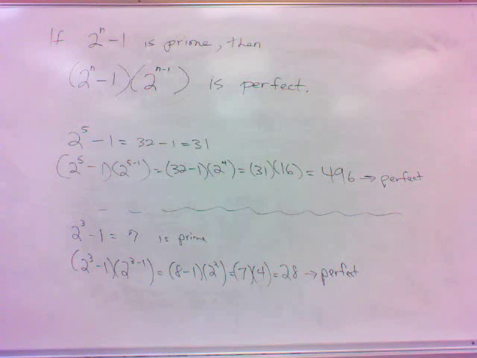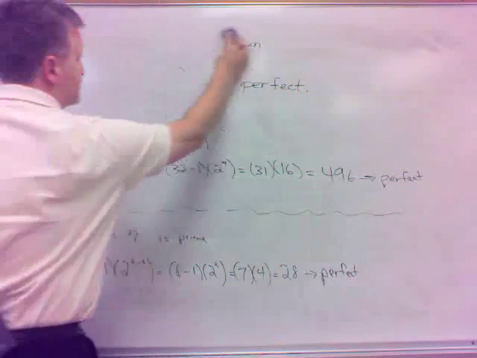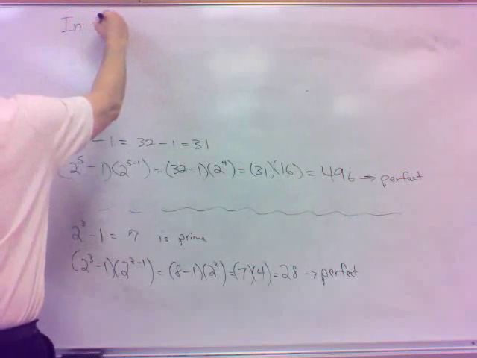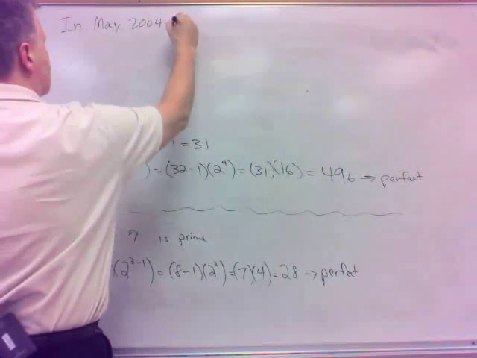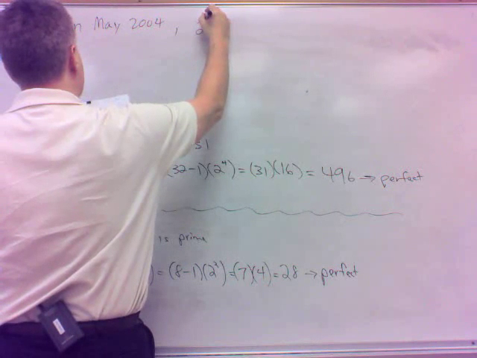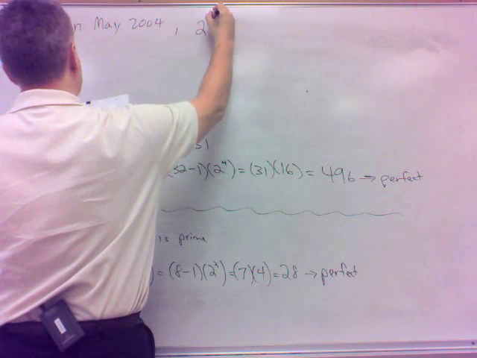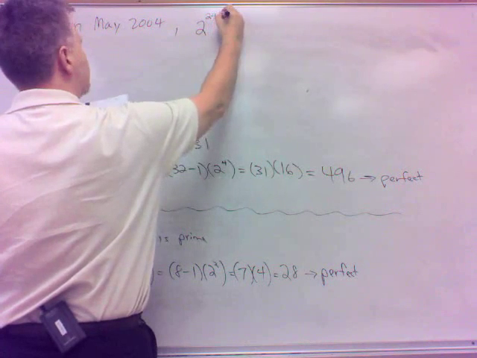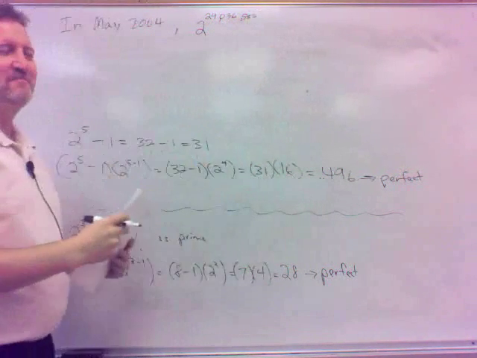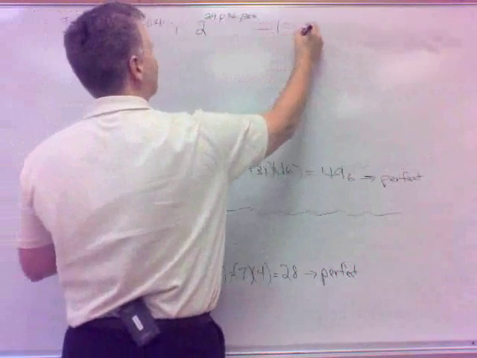The one I have down here was from May 2004, and there's been lots found since. In May 2004, it was found that 2 to the 24,036,583 power minus 1 was prime.